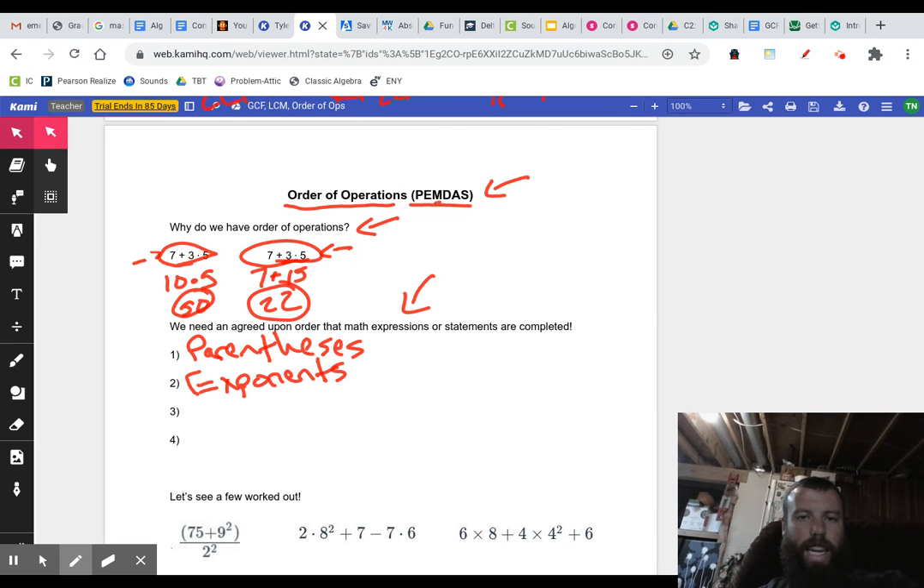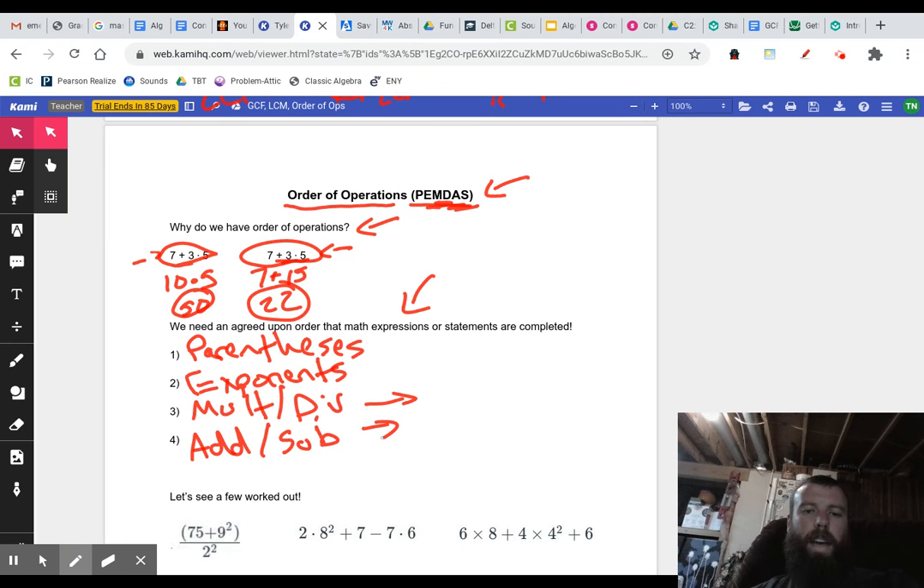M and D is for multiplication and division. And I always draw an arrow like that next to it. I'll explain why in a second. You might already know why. And then the A and S is for addition, or add and subtract. And I have that there as well.